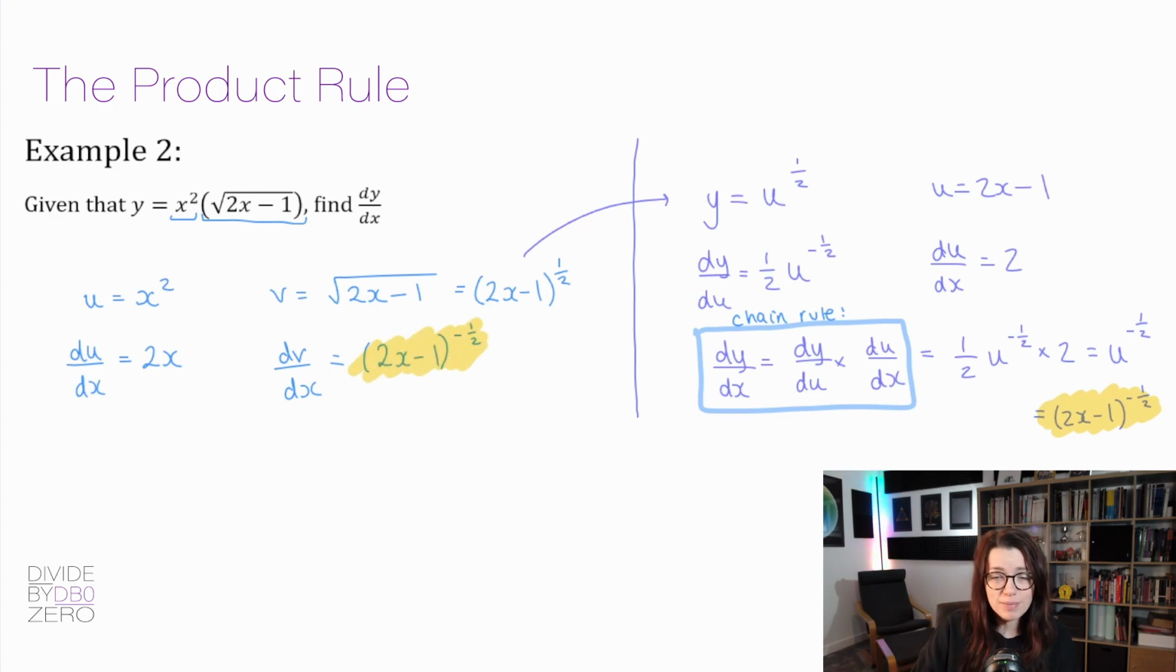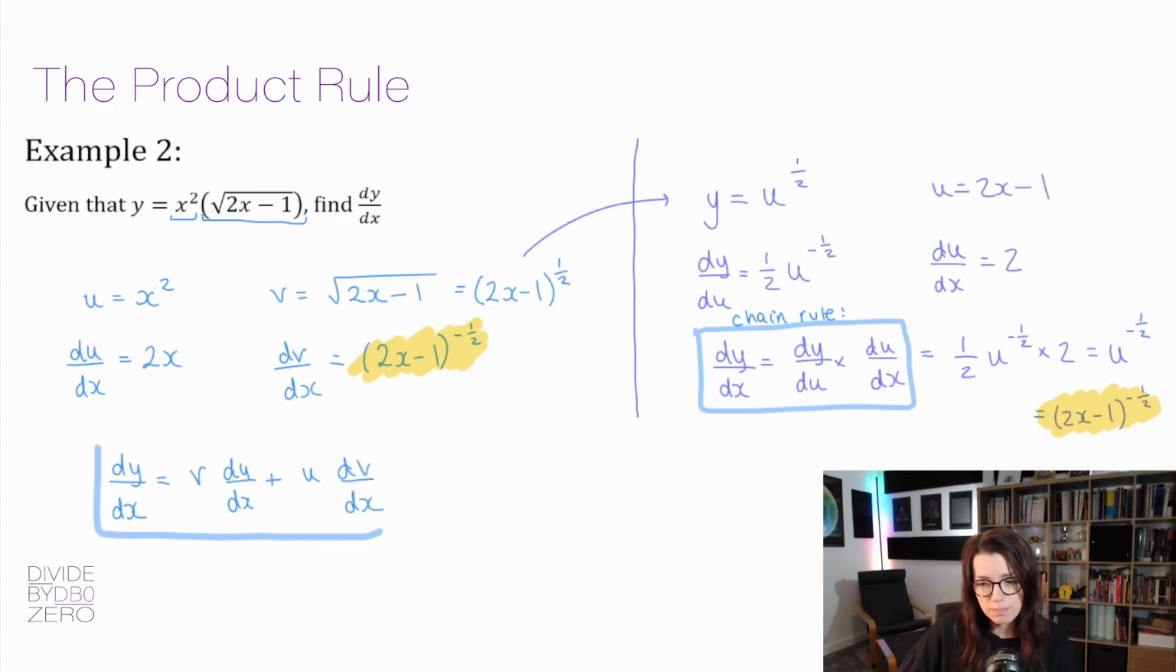Now, over time, you may develop your confidence and be able to do that step in your head. But in the meantime, doing a chain rule on the side is totally fine. Once you have all of your expressions, you're ready to substitute into the product rule. So dy dx is v du dx plus u dv dx. Once again, this is something we need to memorize.